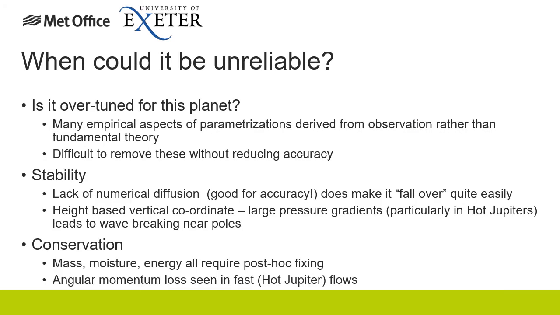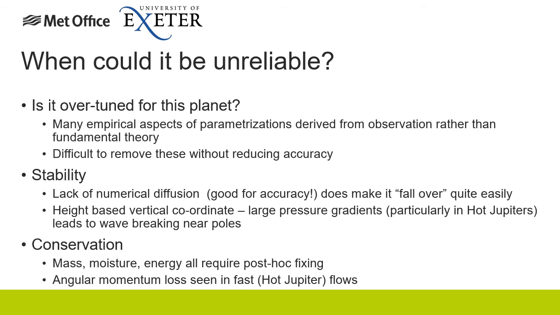But the final question Thomas asked was, could you put a slide on where it could be unreliable? So I thought I'd say three things here. The first of which is it is possibly overtuned for this planet. There are many empirical aspects to parameterizations which are derived from observation rather than fundamental theory, but it's difficult to remove these without reducing the accuracy of the model. So I think you're always going to have a trade-off between having a model which is very accurate and a model which is very generic, and how you pitch the link between the two is difficult.